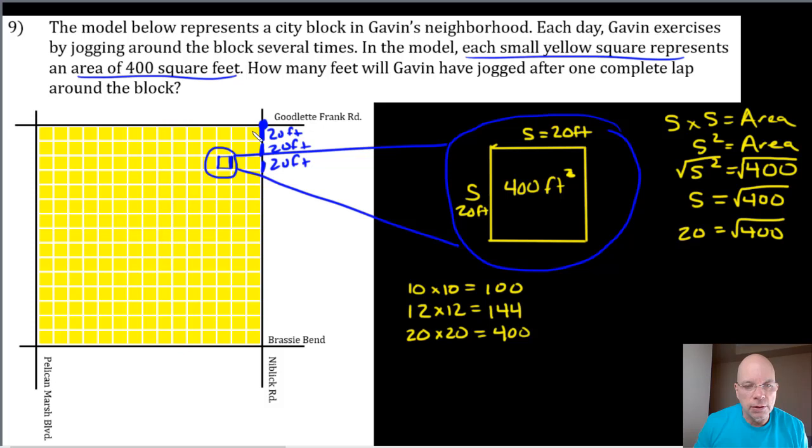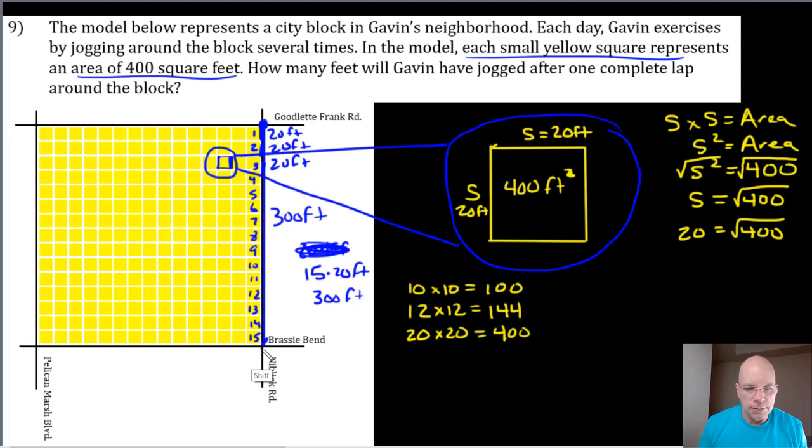If I count up how many of these little yellow squares make up one side of this large square block, I have 1, 2, 3, 4, 5, 6, 7, 8, 9, 10, 11, 12, 13, 14, 15 of these little yellow squares. And so 15 times 20 feet, because we have 15 squares and each one has a side length of 20 feet. That would be a total of 300 feet. So that's the distance to run if I'm just talking about running all the way from this vertex to this vertex. That would be 300 feet.